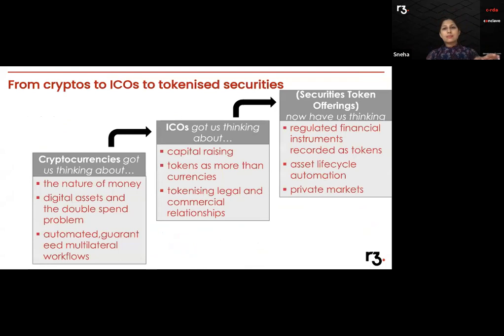This slide talks about how it all started off, with cryptocurrencies, and how we got to regulated token offerings. Cryptocurrencies really got us thinking about what money is and how it works. It helped us understand the double spend problem. Smart contracts and Ethereum got us thinking about how business workflows can be automated, or how multi-party computations can be automated and guaranteed to perform, that too between untrusted parties.